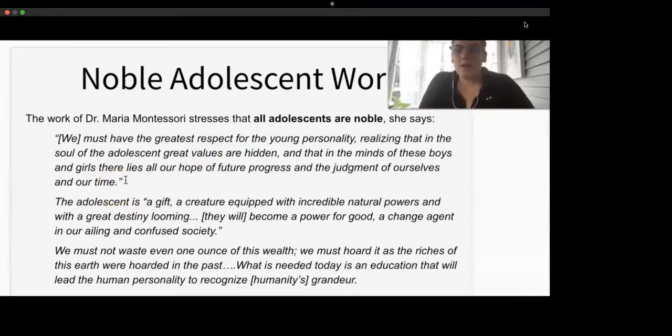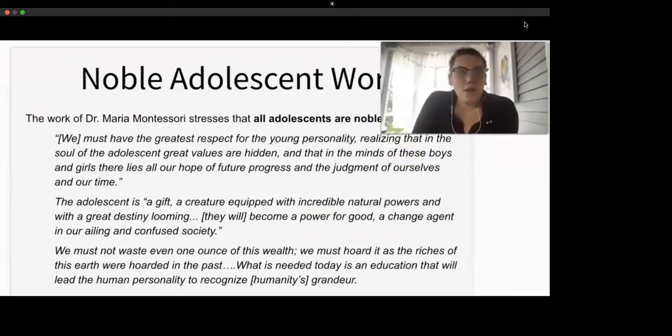time. She writes, the adolescent is a gift, a creature equipped with incredible natural powers and with great destiny looming. They will become a power for good, a change agent in our ailing and confused society. And she wrote this right after World War I. We must not waste even one ounce of this wealth. We must hoard it as the riches of our earth were hoarded in the past. What is needed today is an education that will lead the human personality to recognize humanity's grandeur.